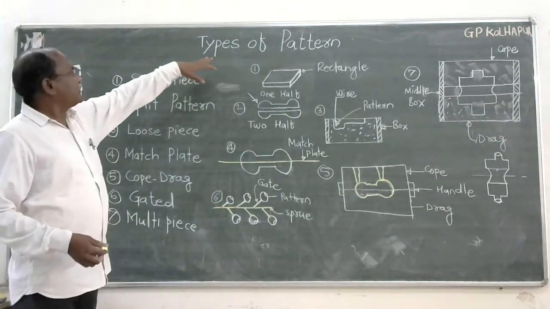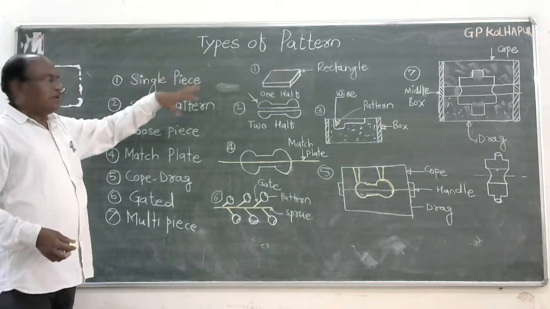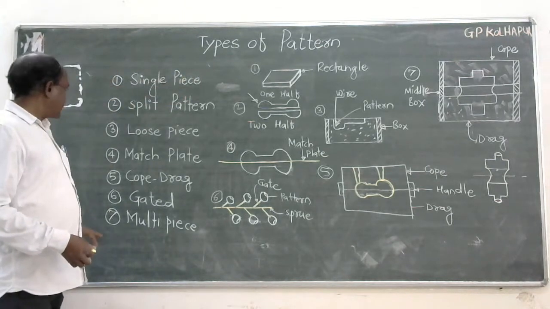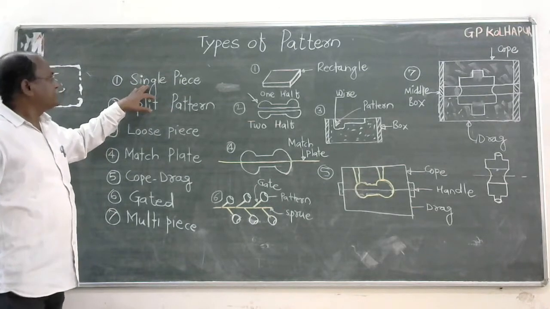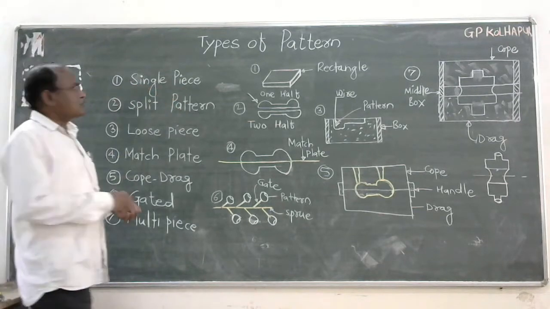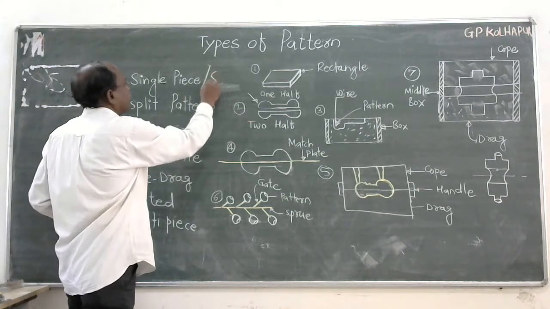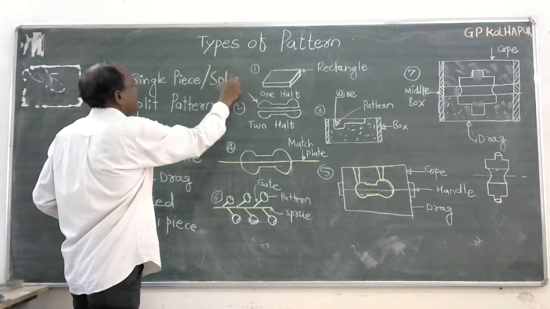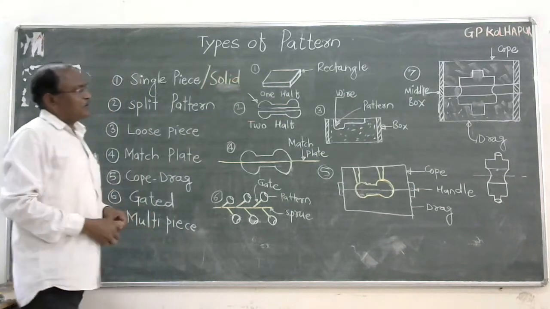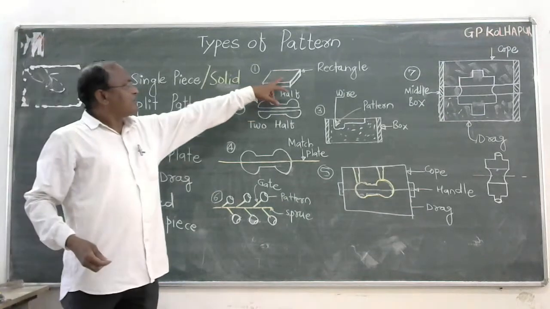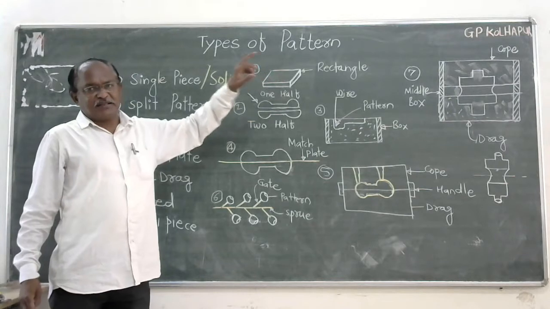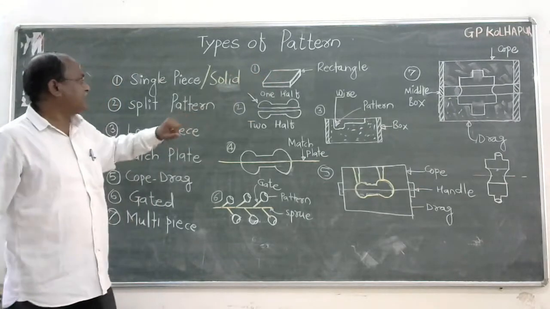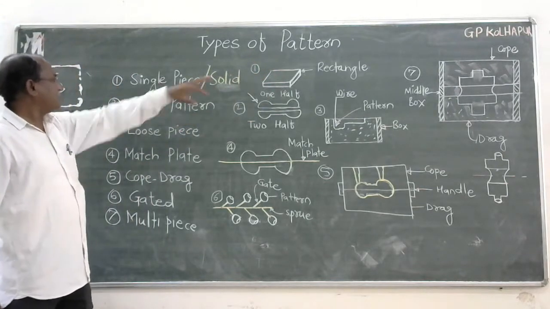If you look into the types of patterns, there are around 7 types. The first one is the single piece pattern, or solid pattern. It is also called a solid pattern because it is made in a single piece. Only a single piece is there. If I take this example, this is a rectangular plate. So this is a single plate, and that's why it is a single piece pattern.